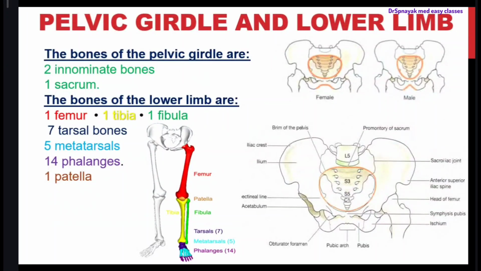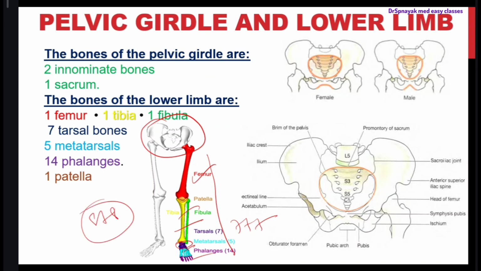Now we will go to the lower part of the appendicular skeleton. In the lower part we have the pelvic girdle and the lower limb. In the lower limb we have femur, patella, tibia, fibula. We have tarsals, the blue colored ones, metatarsals, and phalanges. In tarsals I told you 7 plus 7, and in carpals we have 8 plus 8. Remember, in the hand we have 8 plus 8 carpals. They are carpals and these are tarsals.